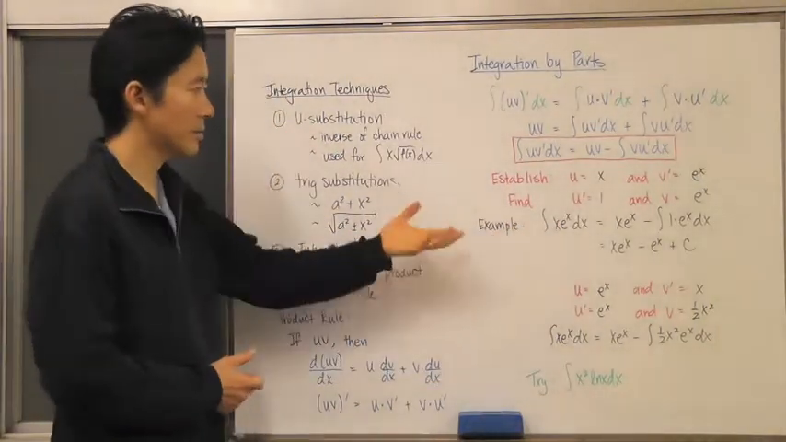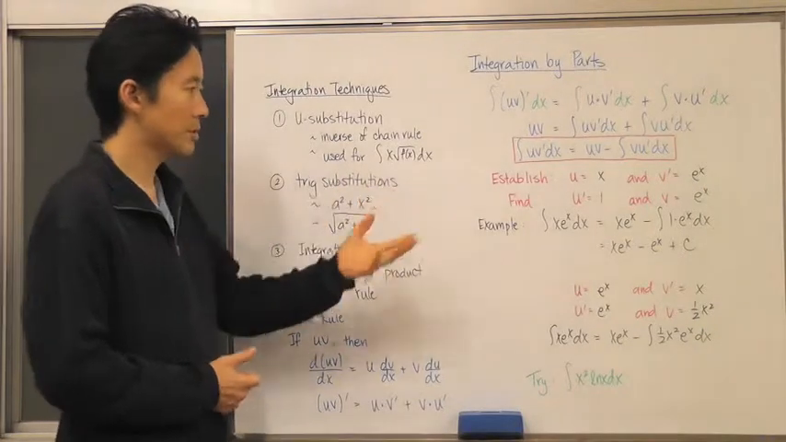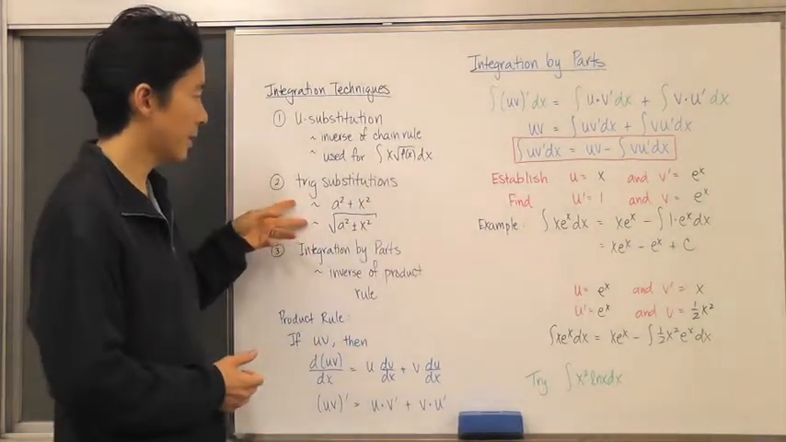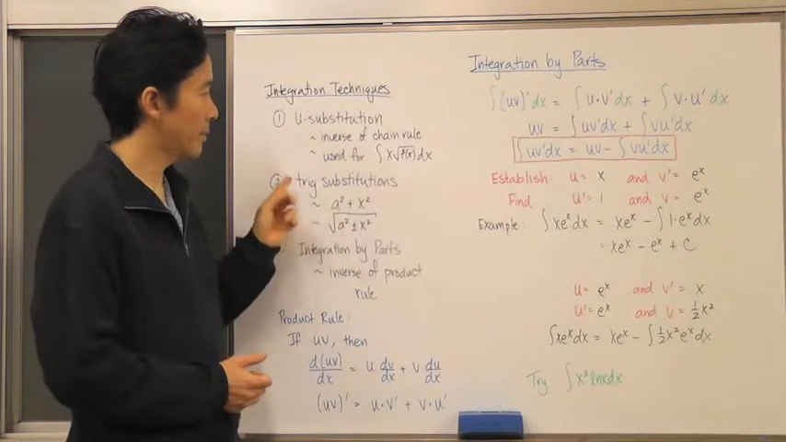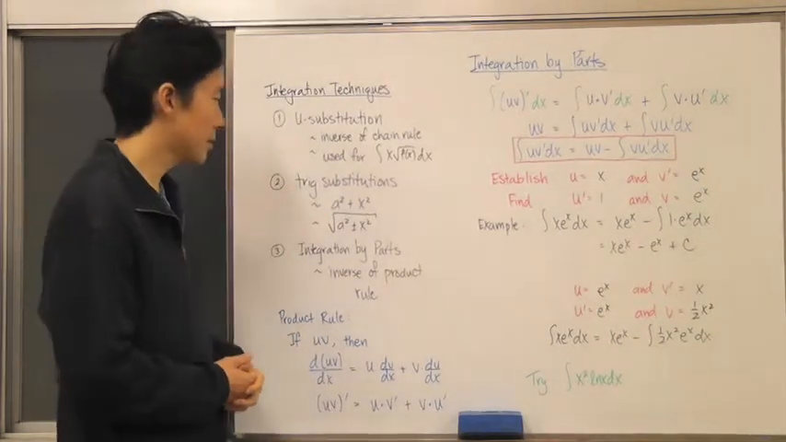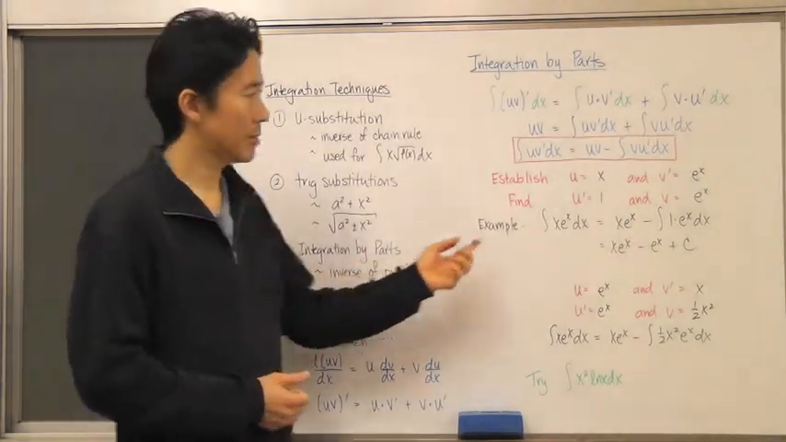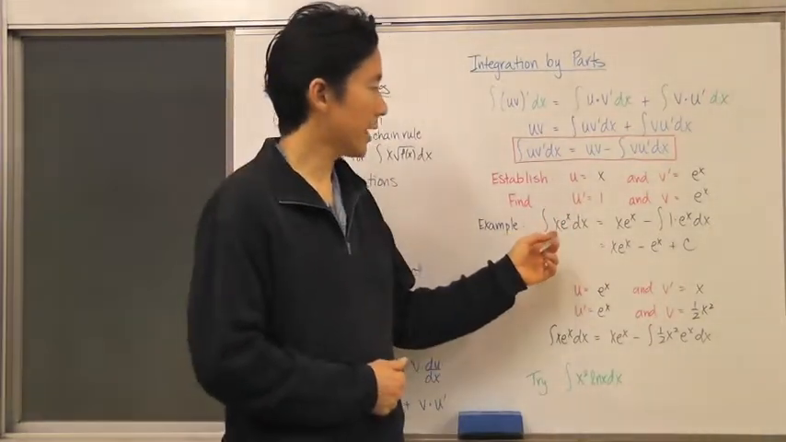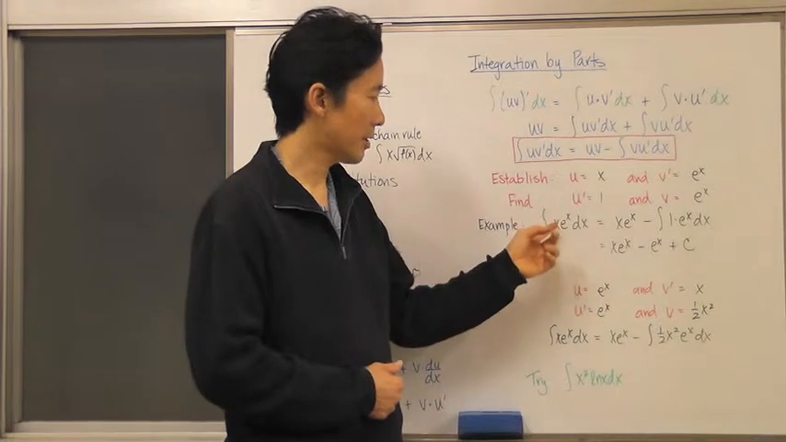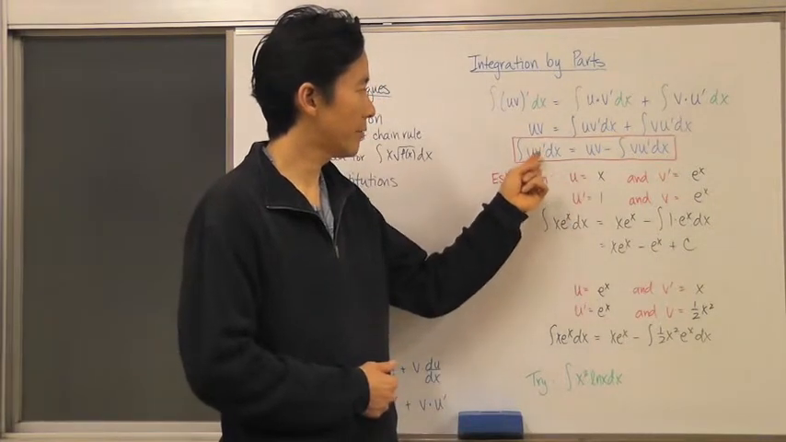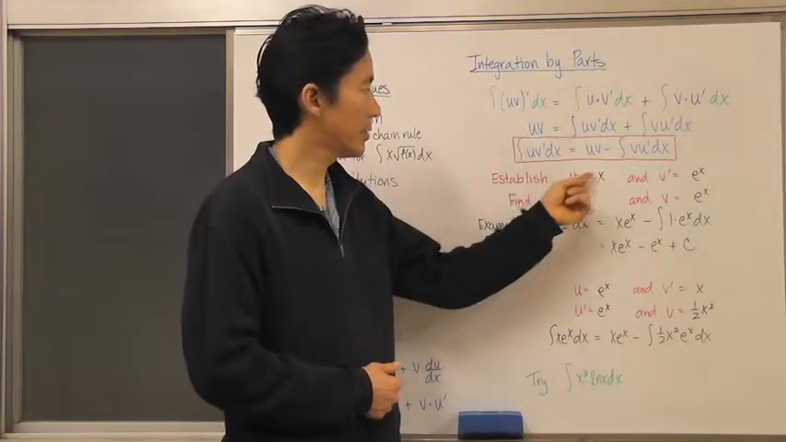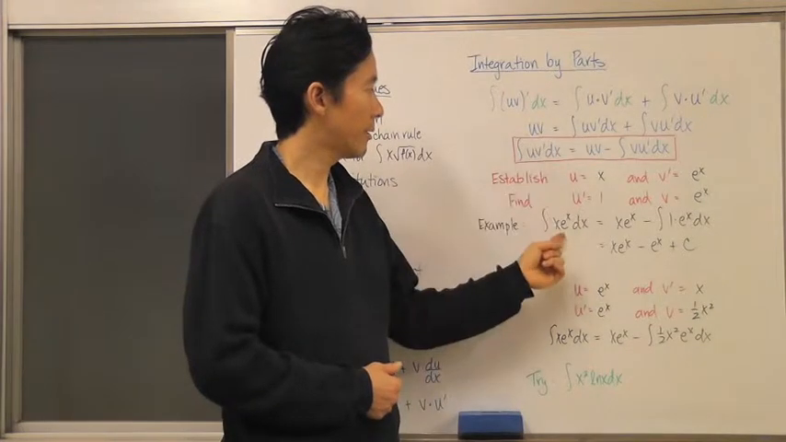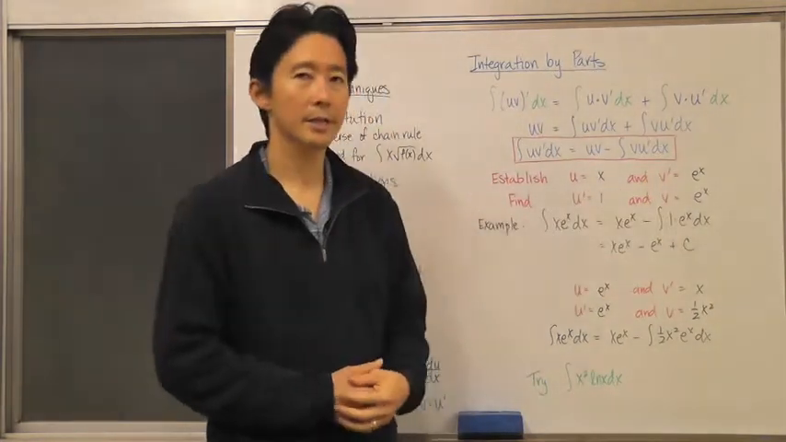We can't do a u substitution. There's no trig substitution that's going to work because this doesn't have any kind of form that would lend itself well to trig substitutions. And so what we're going to do is try to integrate this by parts. Let's say that u is going to be x and v prime in that case is going to be e to the x.